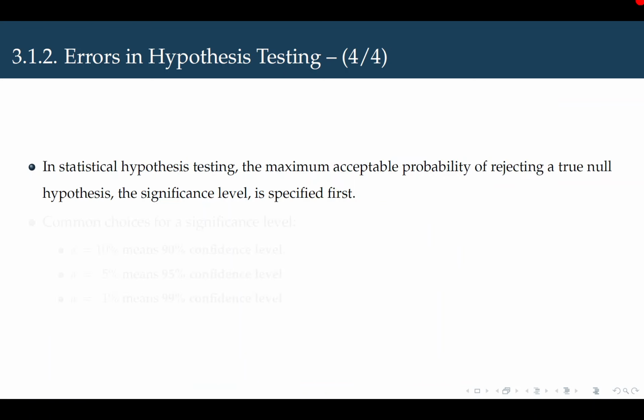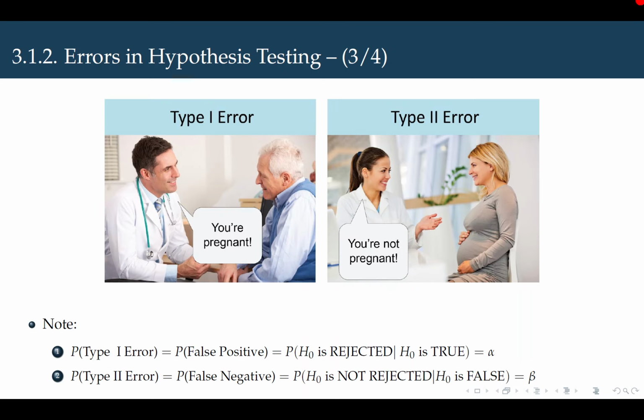So in statistical hypothesis testing, usually the aim is to minimize both type 1 and type 2 errors. But minimizing both simultaneously is not possible. So it is assumed that type 1 error is more severe compared to type 2 error. Therefore, first we need to fix this type 1 error and minimize type 2 error as much as possible.